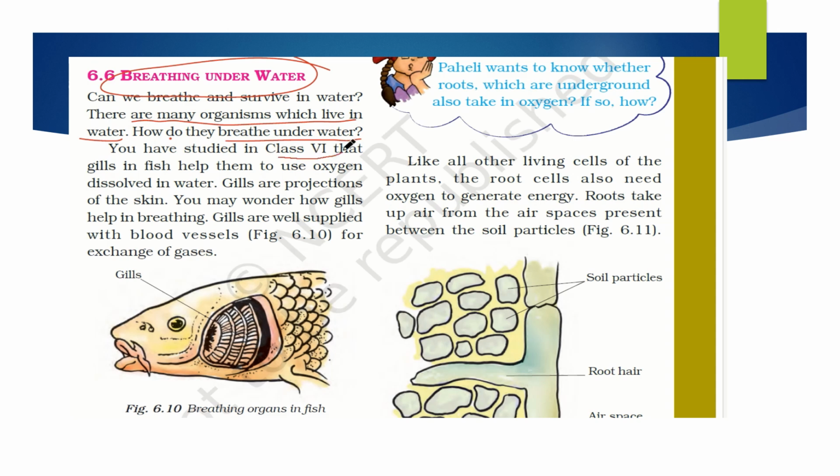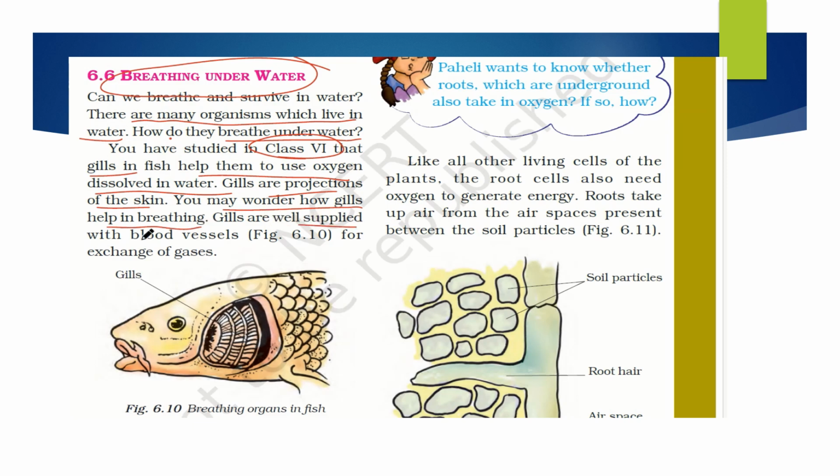So we have studied in class 6 that gills in fish help them to use the oxygen dissolved in water, right? So in 6, you just recall, we have studied that fishes are having gills, which is using the oxygen which is dissolved in water. So gills are projections of the skin. Now you may wonder how gills help in breathing.